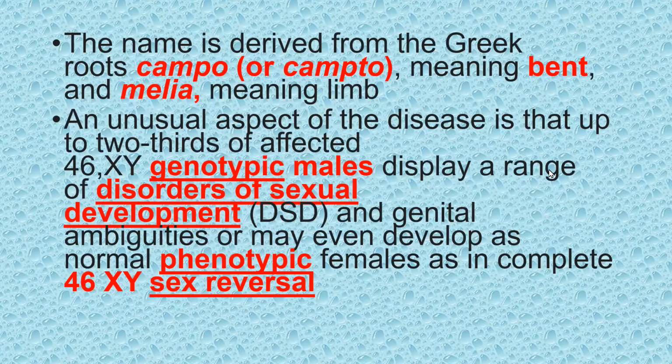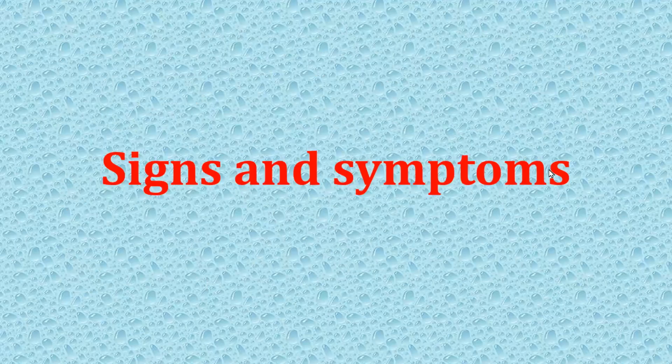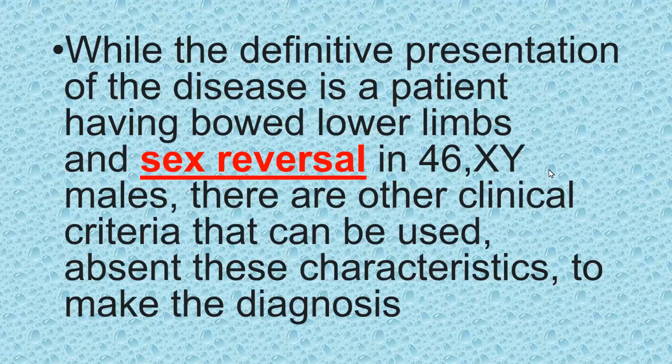An unusual aspect of the disease is that up to 2/3 of affected individuals have 46XY genotypic males display a range of disorders of sexual development and genital ambiguity, or may even develop as normal phenotypic females, as in complete 46XY sex reversal. While the definitive presentation of the disease is a patient having bowed lower limbs and sex reversal in 46XY males, there are other clinical criteria that can be used absent these characteristics to make the diagnosis.